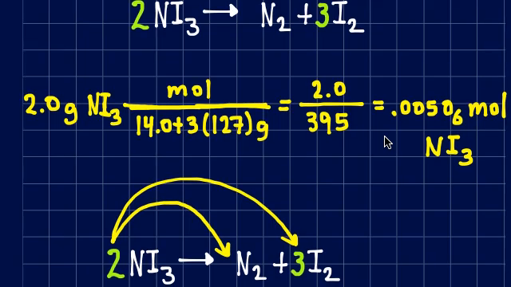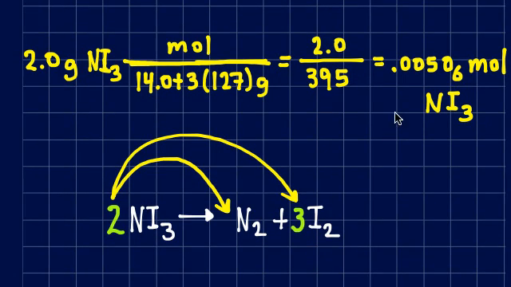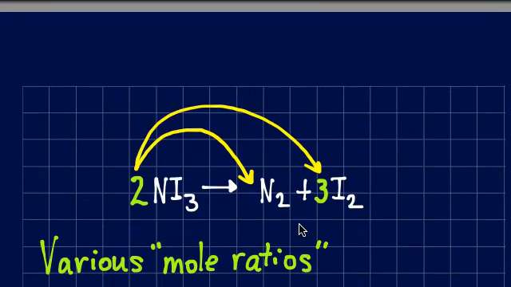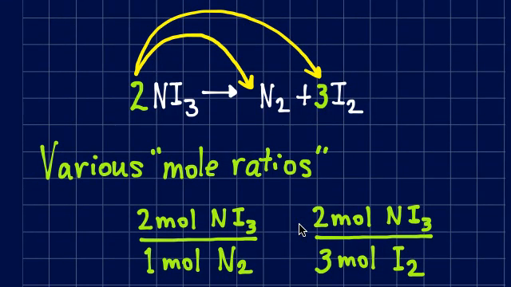But then what I do is I take this and use it a little bit. You see this 2 here, used to balance the equation? That really means 2 moles. You can interpret it to mean 2 moles of NI3, 1 mole of N2, and 3 moles of I2. So I can come up with these things called molar ratios, or mole ratios. I could say 2 compares to 1, or I could say 2 compares to 3. And you can also turn these upside down. Right side up, upside down, doesn't matter.